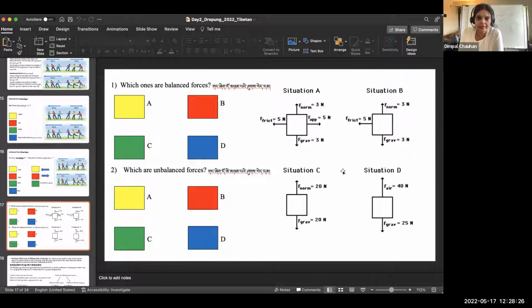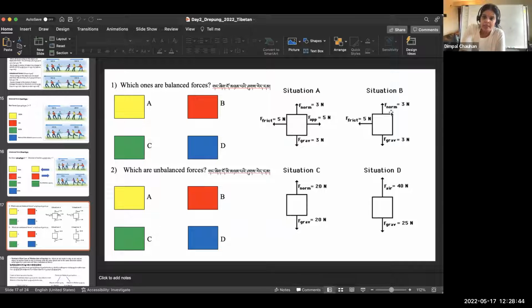Okay, so many of them are saying A and C. Yes, A and C are balanced, because 3 on the upside and 3 here cancel to 0. 5 on this side and 5 on this side, it's 0. 5 minus 5 is 0.